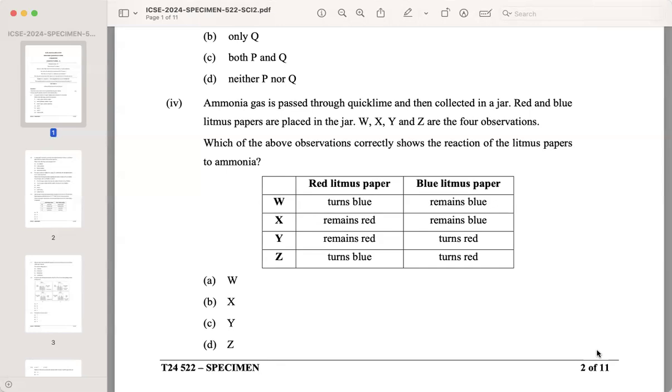So here it's saying ammonia gas is passed through quicklime and then collected in a jar. Red and blue litmus papers are placed in it. Your quicklime is a drying agent, and unless and until your litmus paper is moist, it will never give a positive test. So the red will remain red and the blue will remain blue. So option B, that is X, is the correct answer.